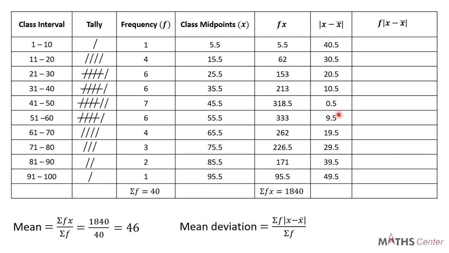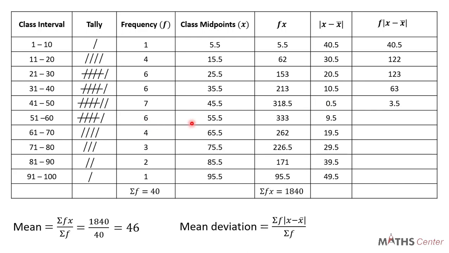Now that we have the absolute values of x minus the mean of x, we can find f times the absolute value of x minus the mean of x. So you multiply the numbers in this column by the numbers in this column. So the first one will be 1 times 40.5, which is 40.5. The next one is 4 times 30.5, which is 122. The next one is 6 times 20.5, which is 123. The next one is 6 times 10.5, which is 63. The next one is 7 times 0.5, which is 3.5.